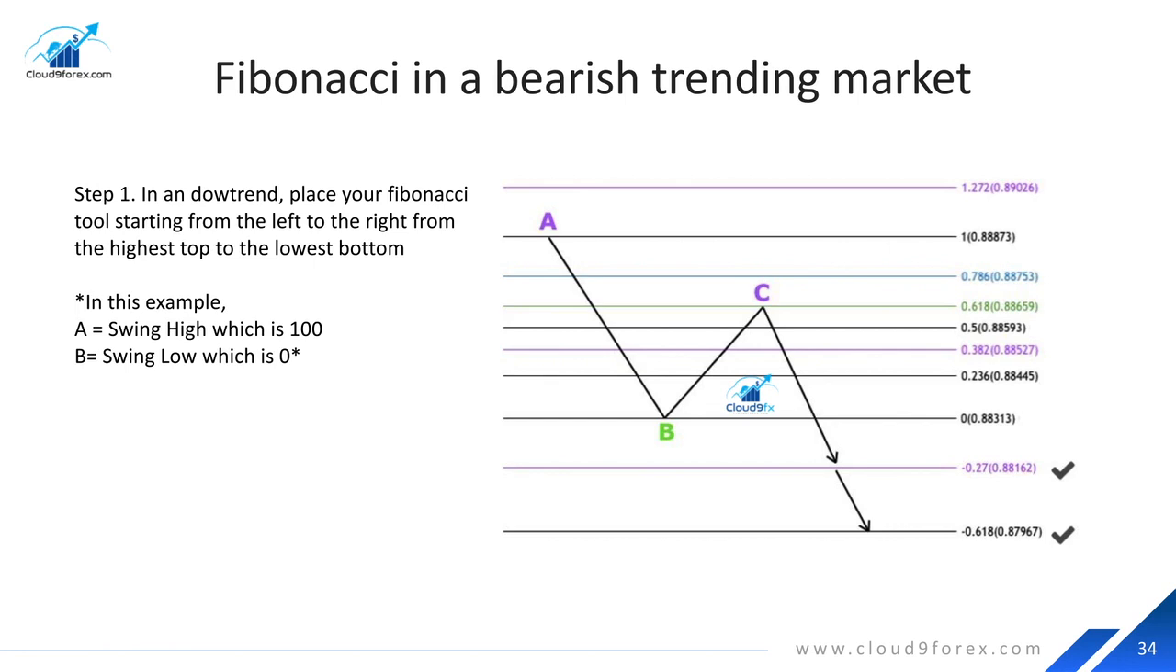So Fibonacci in a bearish trending market. In a downtrend, place your Fibonacci tool from the left to the right. So the highest top, the 100 goes at the top and the 0 goes at the bottom. Just remember, in a downtrend, 100 goes at the top. That's all you have to remember.